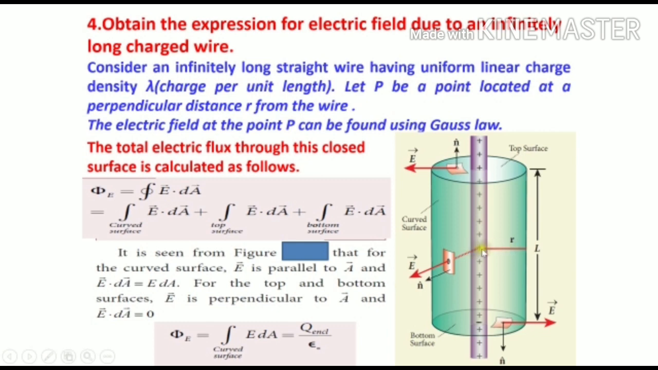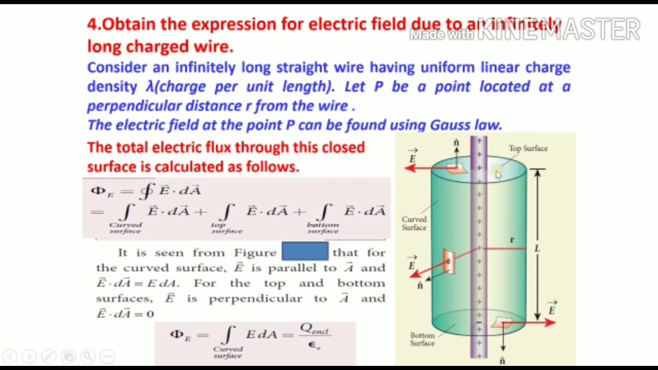The electric field at the point B can be found using Gauss law. The total electric flux through the closed surface is calculated. Now we consider a Gaussian surface around the wire, and the point P lies on the Gaussian surface. You can see two surfaces, the top surface and the bottom surface, in the Gaussian surface.